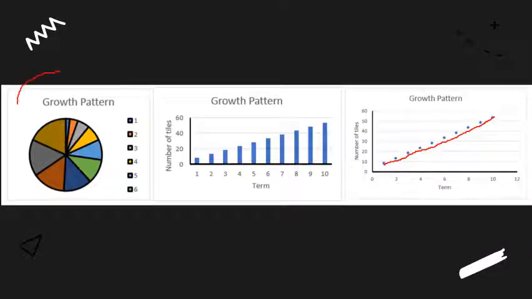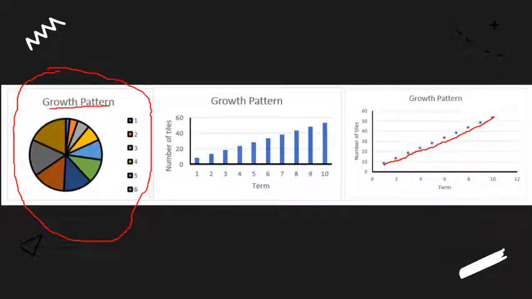So firstly, let's look at a pie chart. So we all know what a pie chart looks like. Here I've got a heading, growth pattern. It's not a particularly great heading, but it'll do for this purpose. And down the side here, I've got a key. And so it says 1, 2, 3, 4, 5, and 6. Now I'm assuming this means the pool size. It doesn't actually even say, it should have a heading.